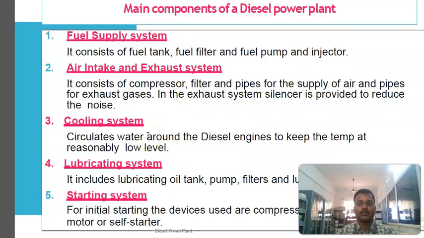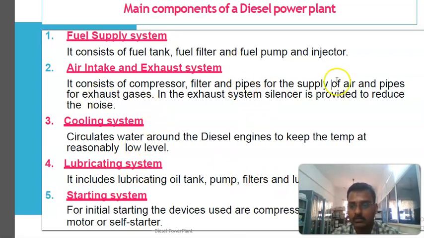The main components of the diesel power plant are, first, the fuel supply system. It consists of fuel tank, fuel filter, fuel pump and injector. Second, the air intake and exhaust system. It consists of compressor, filter, and pipes for the supply of air and pipes for exhaust gases. Third, the cooling system. It circulates water around the diesel engine to keep the temperature at a reasonable level. The cooling system maintains the temperature around the layout of the diesel power plant. Fourth, the lubrication system. It includes the lubricating oil, pump, filters, and so on.